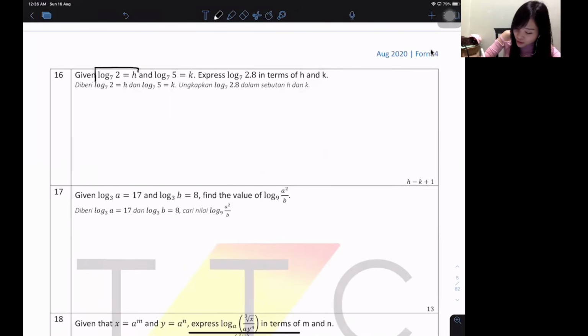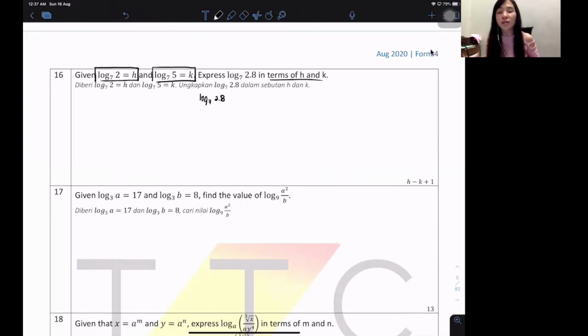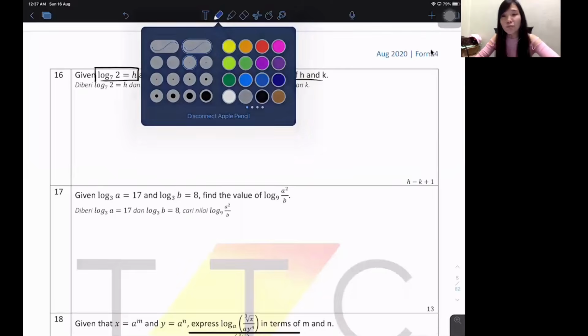So log 7 of 2 they say is H. Log 7 of 5 they say is K. They want me to express log 7 of 2.8 in terms of H and K. How do I do this, guys? This question, indices or logarithm? Log. I can see log, obviously. A log question always starts from what? Same base. Actually, no matter indices or log, same base is always the key. So the base now: 7, 7, 7. Perfect, all of them base 7. Since all of them are the same base, what can you do, my dear?